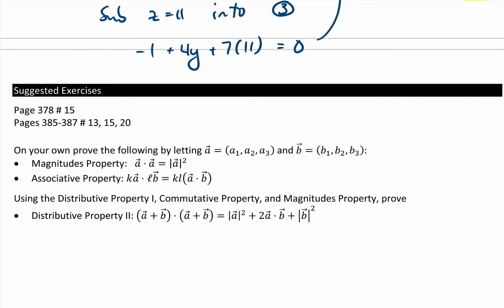Alright, so from your book, I recommend the following questions. Again, on your own, using the following vectors, prove the magnitudes property and the associative property. And then using the distributive, commutative, and magnitudes property, prove the distributive property part 2.